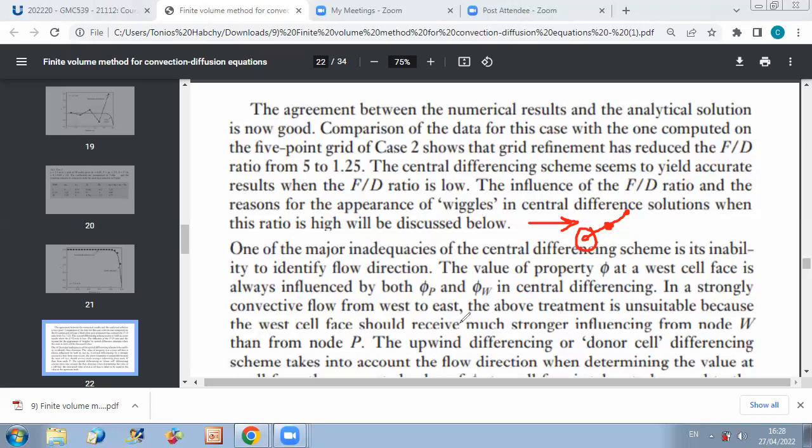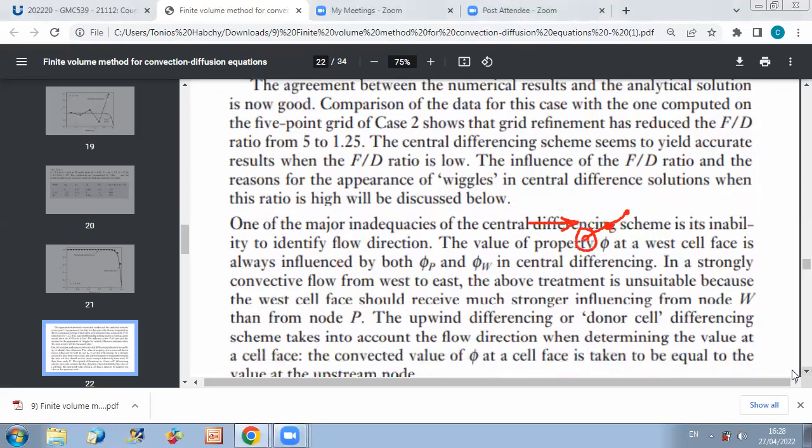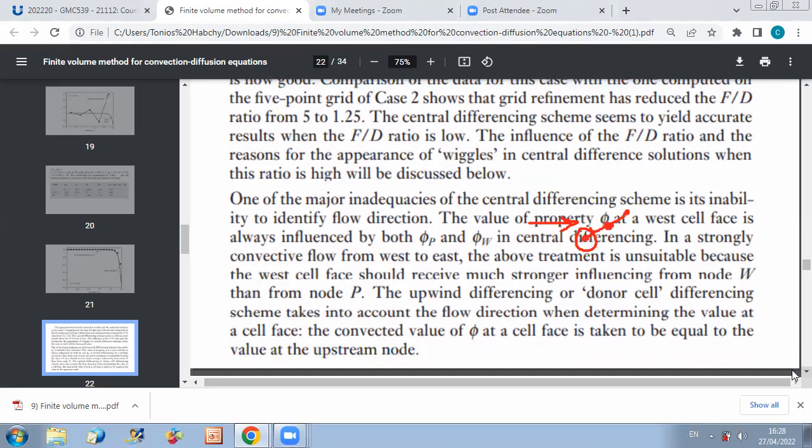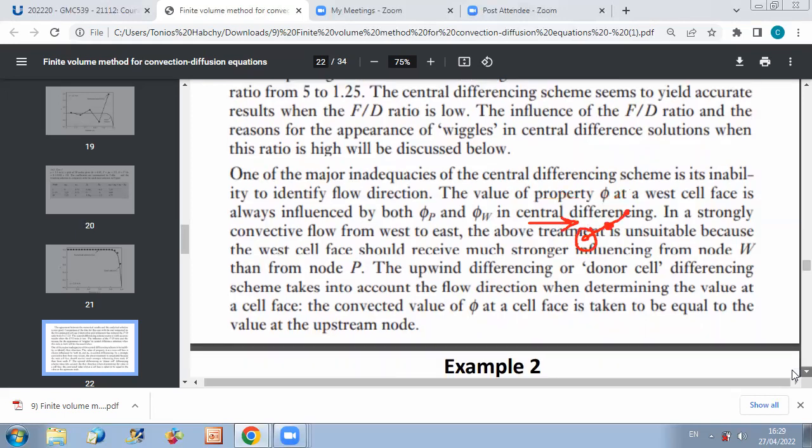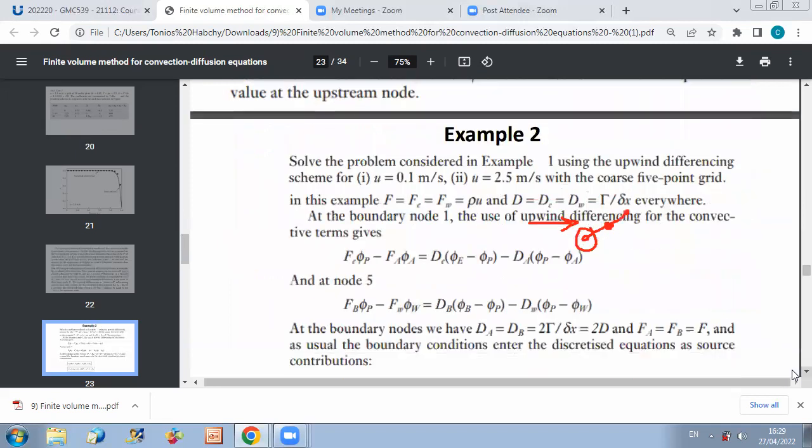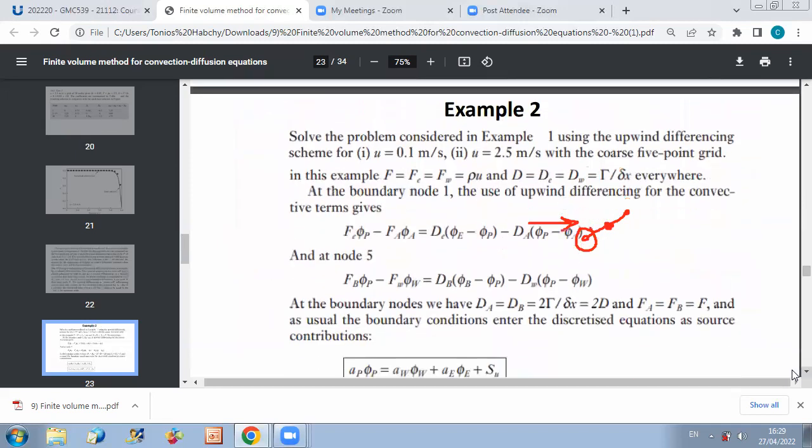The upwind differencing, or donor cell, we call upwind donor cell because it is affected by the part in the direction of the flow, where the flow is coming from. It takes into account the flow direction when finding the value at the cell face. So this is why when convection is dominant, the upwind scheme will perform better, because the Peclet number is larger than 2 in this case. Now we can see this again in another example. So now they want us to solve the same problem, but now using the upwind differencing scheme.